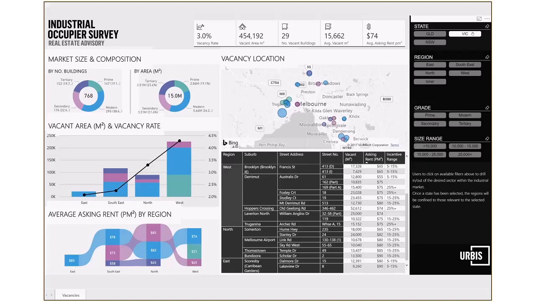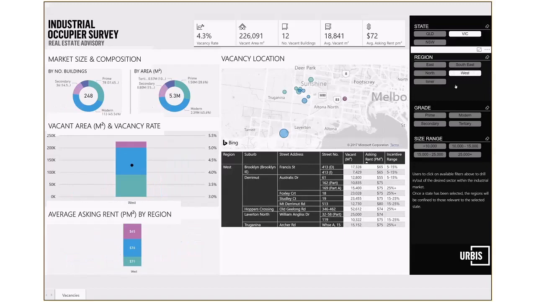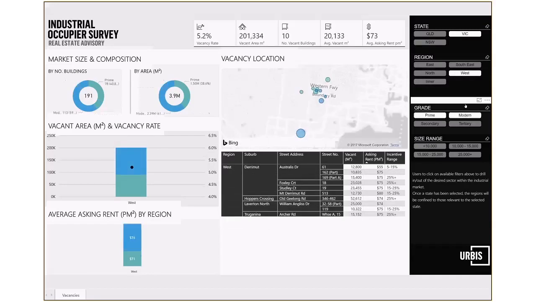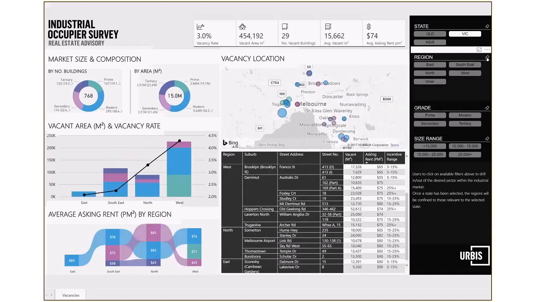We can then drill into submarkets and we refilter for the buildings in the Western market that are vacant. You can see the Western market vacancy rate peaks a little bit at 4.3%. We can then also filter by size or grade. So we can focus in on prime and modern buildings. If we're looking at the better quality stock, you can see the vacancy rate jumps up to 5.2%. We can then reverse those filters and we fall back to the Victorian market data.